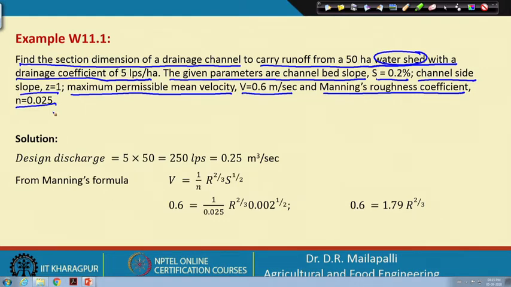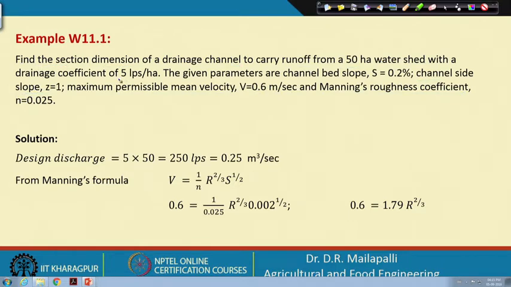So, in this the peak runoff rate is given, and Manning's N and other parameters are given. The only thing is you have to find the design parameters of the particular channel, like the breadth and width, top width and bottom width. So, let us see the design discharge. It is 5 liter per second per hectare, and the area is 50 hectares. So, the total will be 250 LPS, that is 0.25 meter cube per second. This is the capital Q.